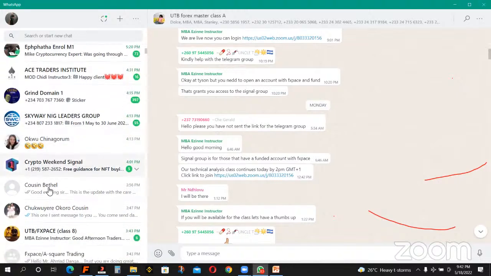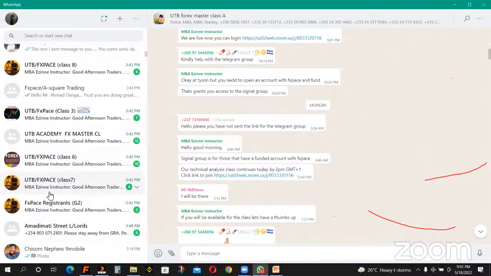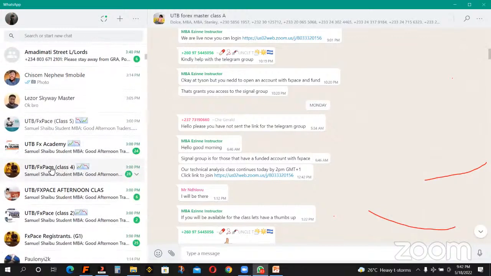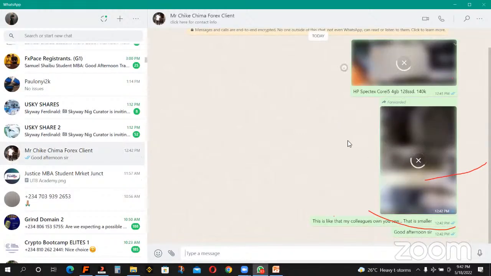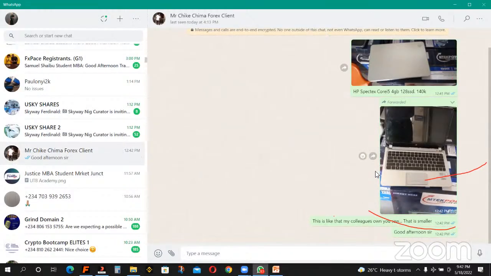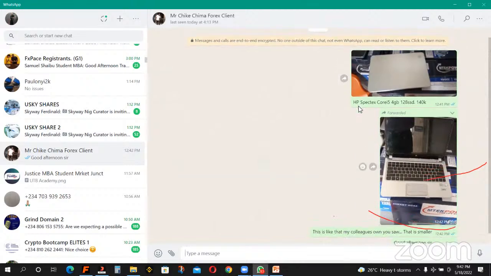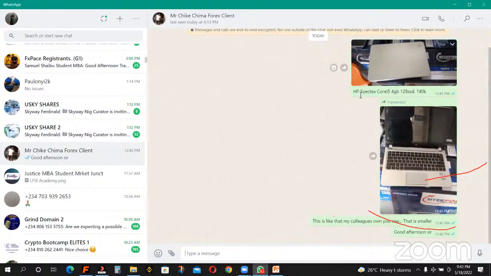Me, I operate an open door system. I don't think there is anything to hide in this business. Okay, yeah, Mr. Chike, look at it here. If you can see my chat, look at the laptop I recommended for him: HP Spectre, Core i5, 4 gigabytes, 128 SSD, 140,000 naira.